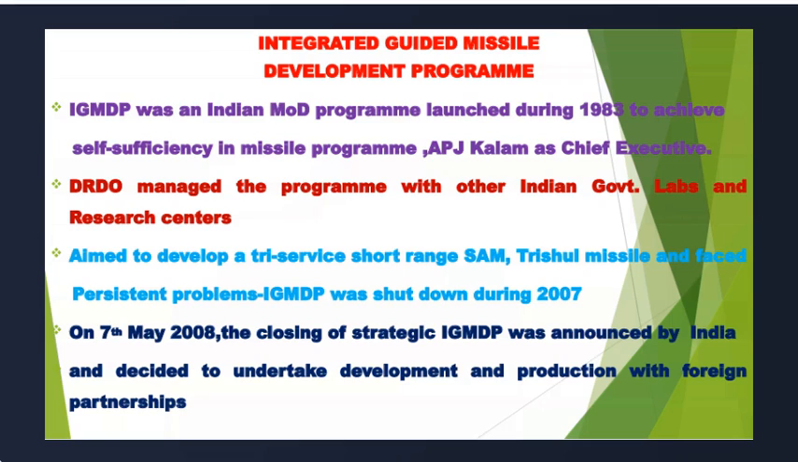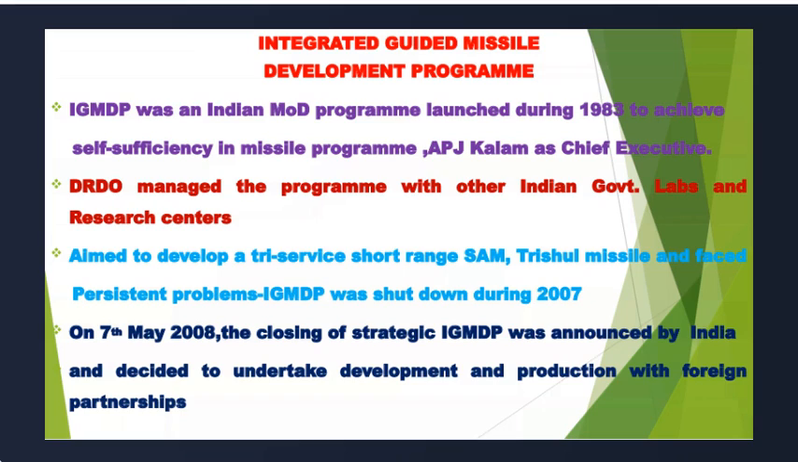So it went on successfully from 1983 to 2007, and a decision was taken in 2007 to shut down the integrated guided missile development program because of a financial crisis, right? And it was decided that it is better to acquire technical knowledge from other countries, procure spare parts from other countries, and develop indigenously. That was the situation at that time.